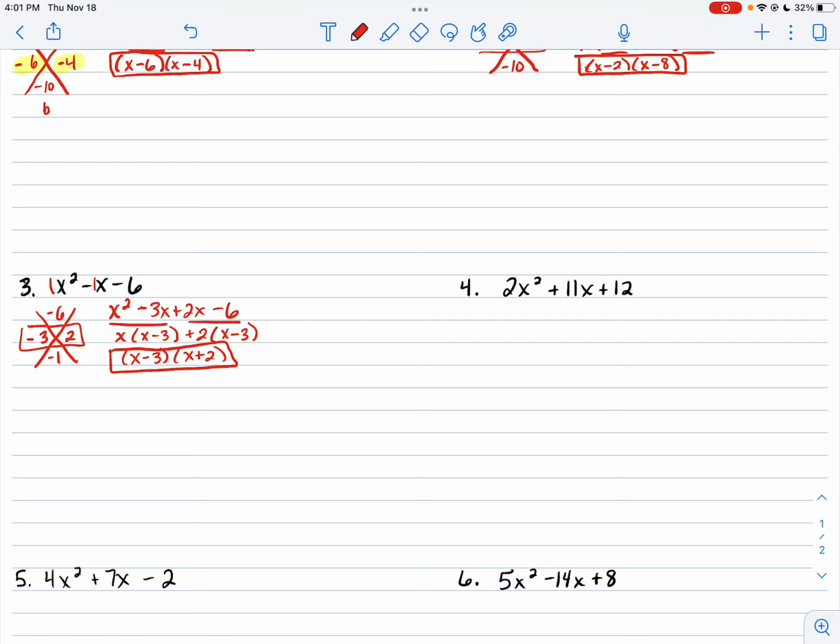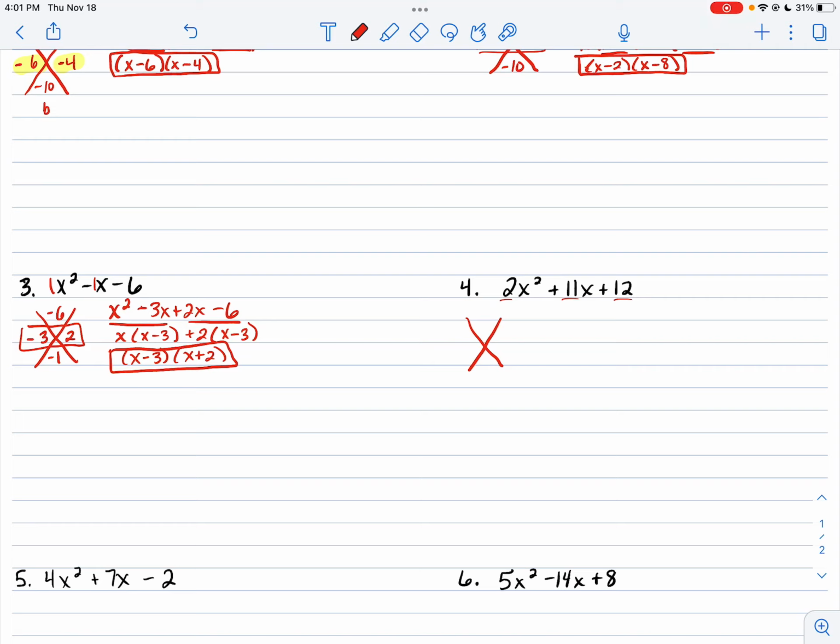Right, so for 4, when I have a number in front, first off, I always like to double check and make sure that I can't just get rid of that number, or factor out that number by dividing everything by it. So I'm looking at the 2, the 11, and the 12. They don't all have something in common, so I have to leave all of those numbers there.